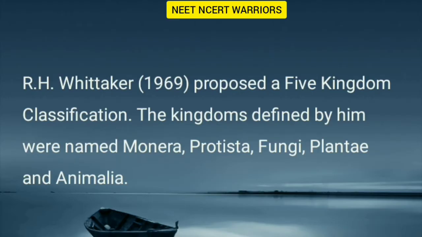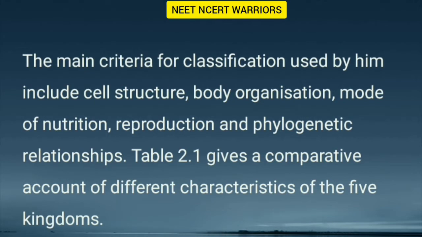R. H. Whittaker in 1969 proposed a five-kingdom classification. The kingdoms defined by him were named Monera, Protista, Fungi, Plantae, and Animalia. The main criteria for classification used by him include cell structure, body organization, mode of nutrition, reproduction, and phylogenetic relationships. Table 2.1 gives a comparative account of different characteristics of the five kingdoms.